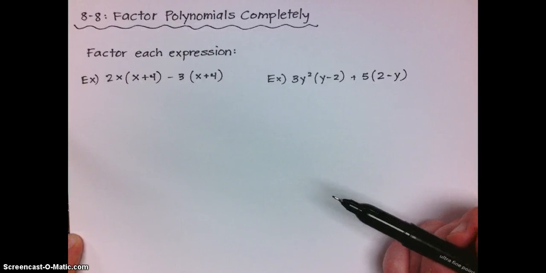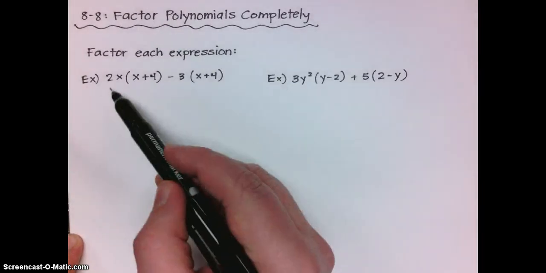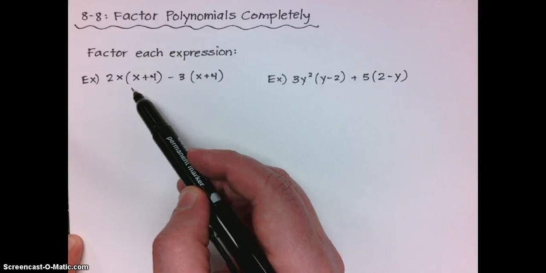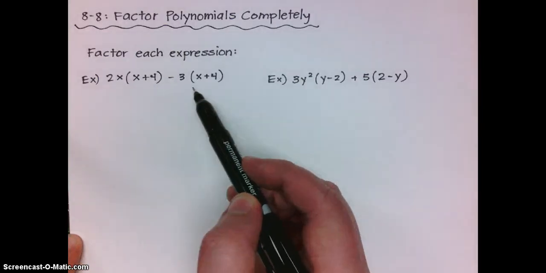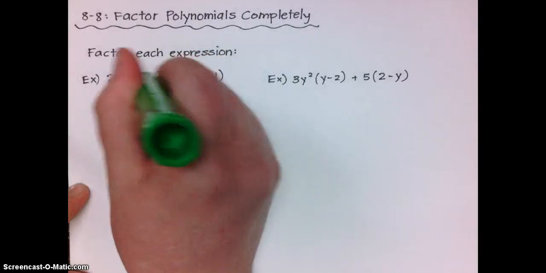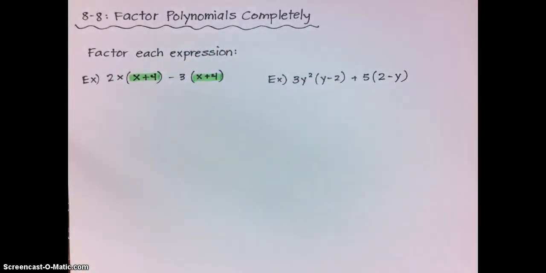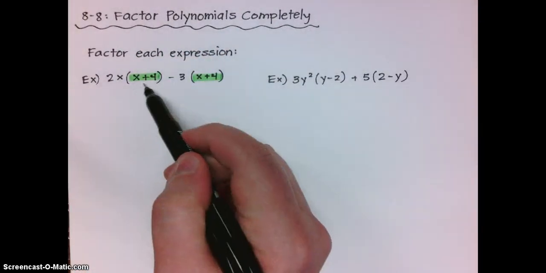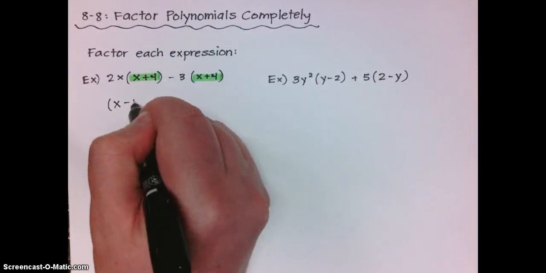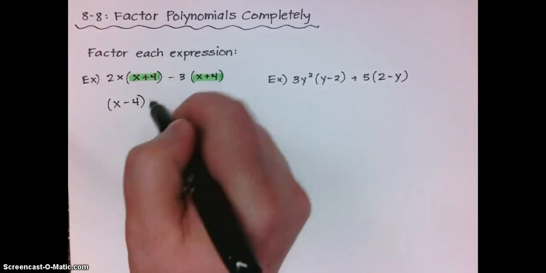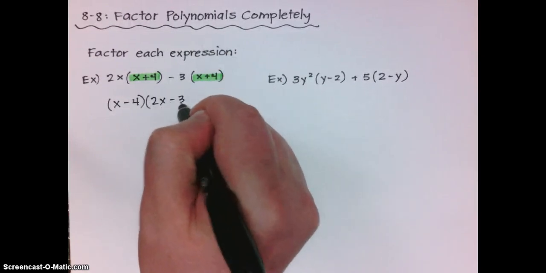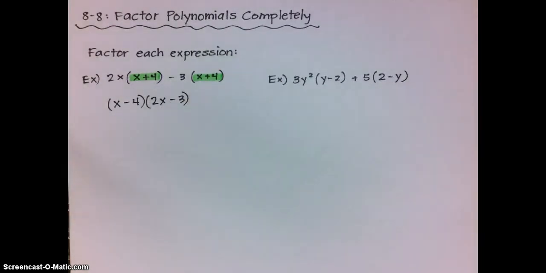they look more complicated. So first we're going to begin with the example 2x times (x plus 4) minus 3 times (x plus 4) again. So you can already see that you have the same expression right here, x plus 4 and x plus 4. So what we can do is we can write it as x plus 4 one time, and then in parentheses 2x minus 3. You see that?